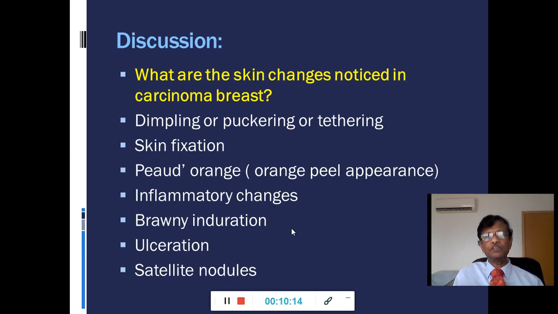What are the skin changes noticed in carcinoma of breast? Peau d'orange, ulceration. Not only that, other things are also there. Dimpling or puckering, or you call it tethering. Second is skin fixation. Third is a peau d'orange or orange peel appearance. Fourth is inflammatory changes. Brawny induration also can be noticed on the skin. Ulceration can also sometimes be associated. Satellite nodules also will be seen.